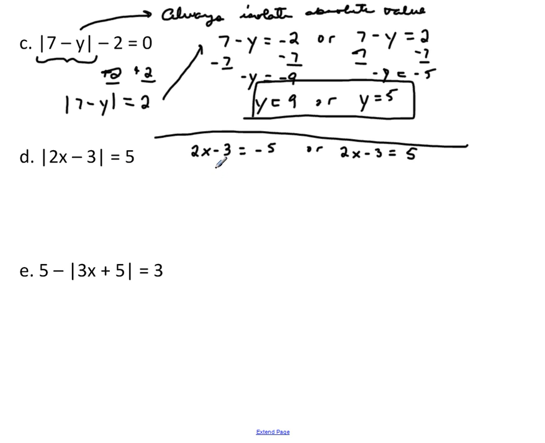So now, in this case, we're going to add 3 to both sides. Let's add 3 to the left. Let's add 3 to the right. And we get 2x is equal to negative 2. So far, so good. Divide both sides by 2. We get x is equal to negative 1. Or, carrying out the same set of operations that we had before, we're going to get 2x is equal to 8. Divide both sides by 2. x would be equal to positive 4.